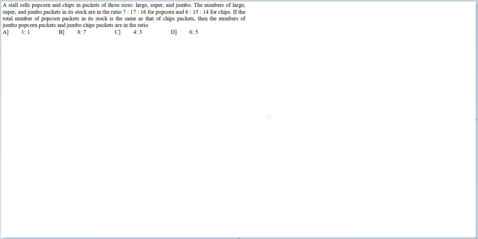Let's look at this question. A stall sells popcorn chips and chips in packets of three sizes: large, super, and jumbo. The number of large, super, and jumbo packets in the stock are in the ratio of 7 is to 17 is to 16 for popcorn. So for popcorn, large, super, and jumbo, you have 7 is to 17 is to 16.